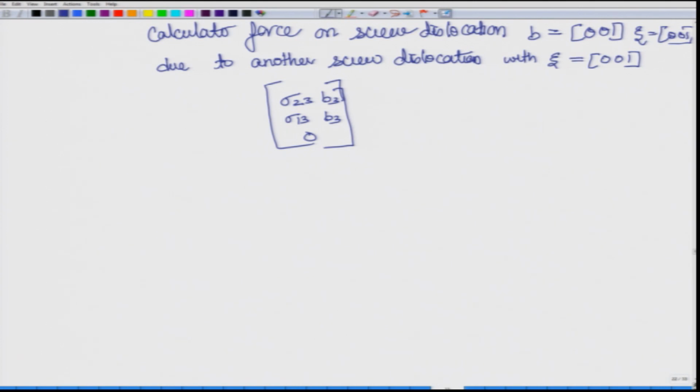You can directly arrive at the solution, or if you do not remember the expanded form, then you know that it is sigma dot b, where sigma over here is because of the screw dislocation. I am interchangeably using 1, 2, 3 kind of subscripts and x, y, z. You will have to bear with me on that, but you should be able to directly relate. When I say 3, it means z, 2 means y, and 1 means x.